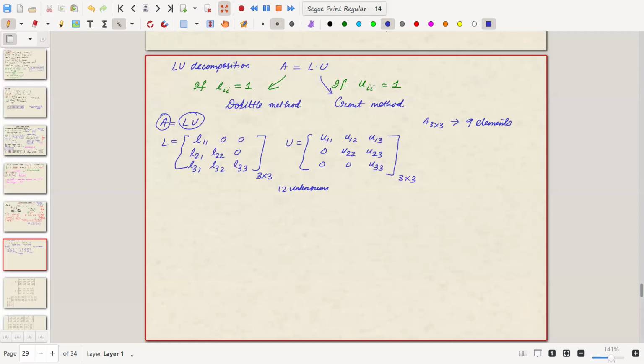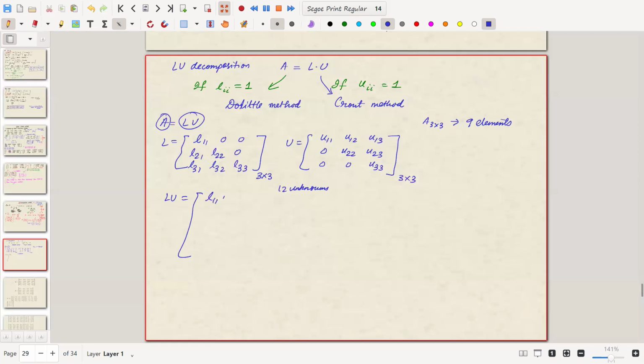How many equations do you have? Can you solve this first of all? You have 12 unknowns. Can you solve this? How many equations will you have? Sure about that? Let us multiply L into U.